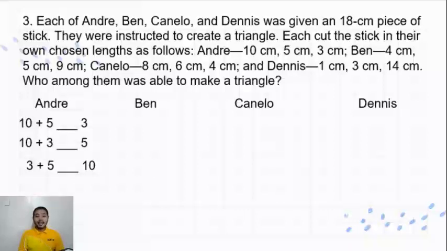Okay? So, kailangan, pag pinag-add natin yung dalawang sides, maging greater than dapat siya doon sa pangatlong side. If doon sa tatlong scenario na yon, greater than lahat yung sagot natin, or yung sum ng dalawang sides is greater than the third side, therefore, yung given person na yon, nakapag-create siya ng triangle.